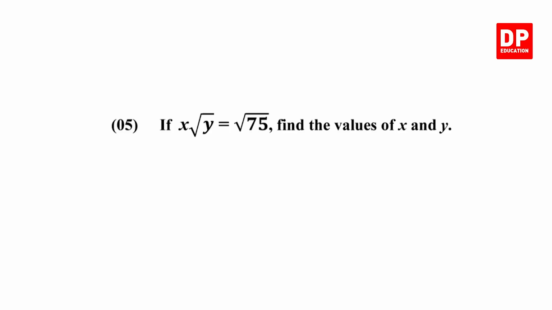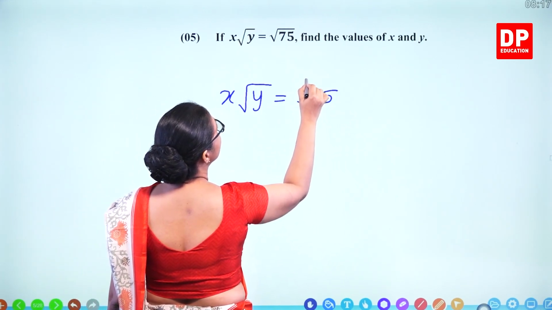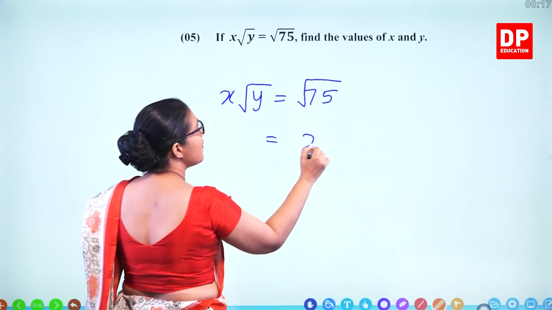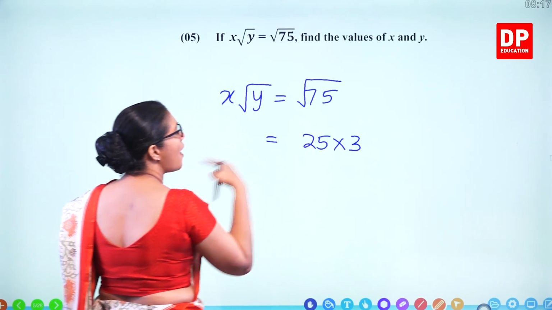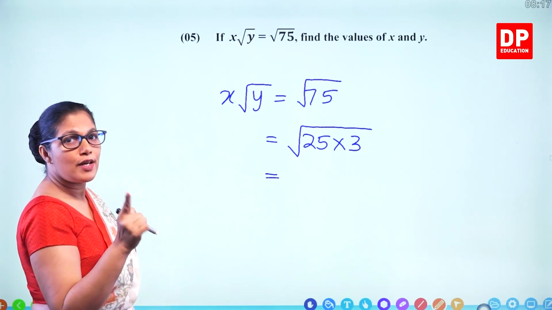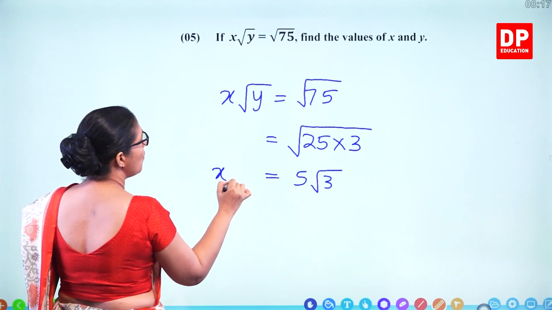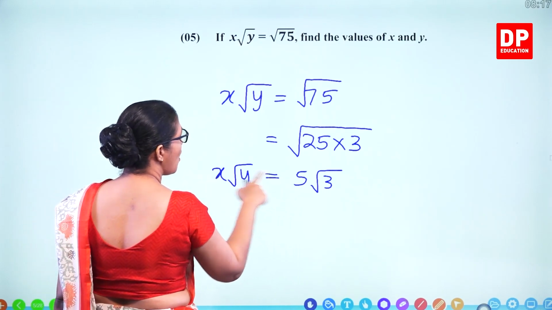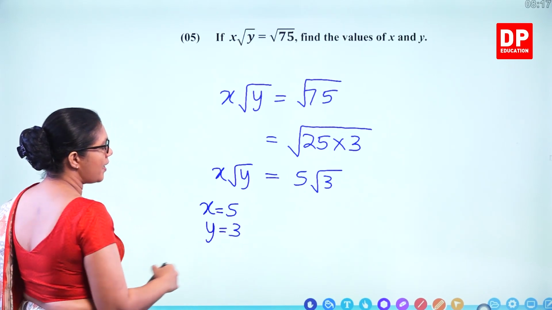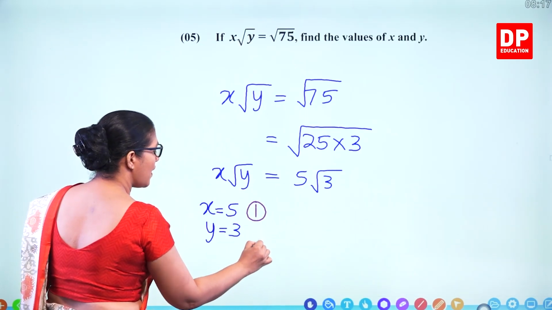Question number 5. x root y equals root 75. You need to simplify the square root. 75, how can you write? I can write 25 times 3. That's the maximum square number. Then when you take the square root, the square root of 25 is 5, into root 3. Now, what can you say about x and y? x is the outside number, so x is 5. y is the inside number, y equals 3. So 2 marks for that: finding x, finding y.